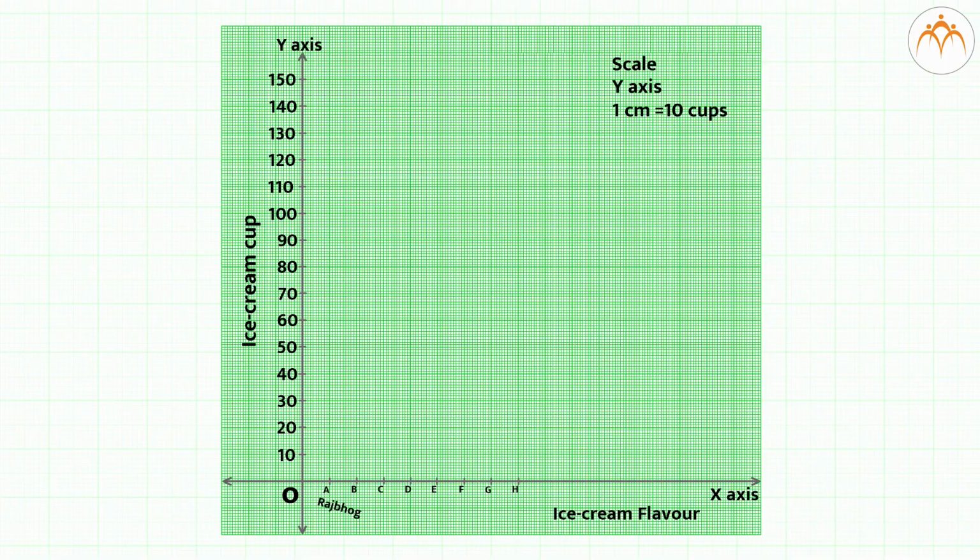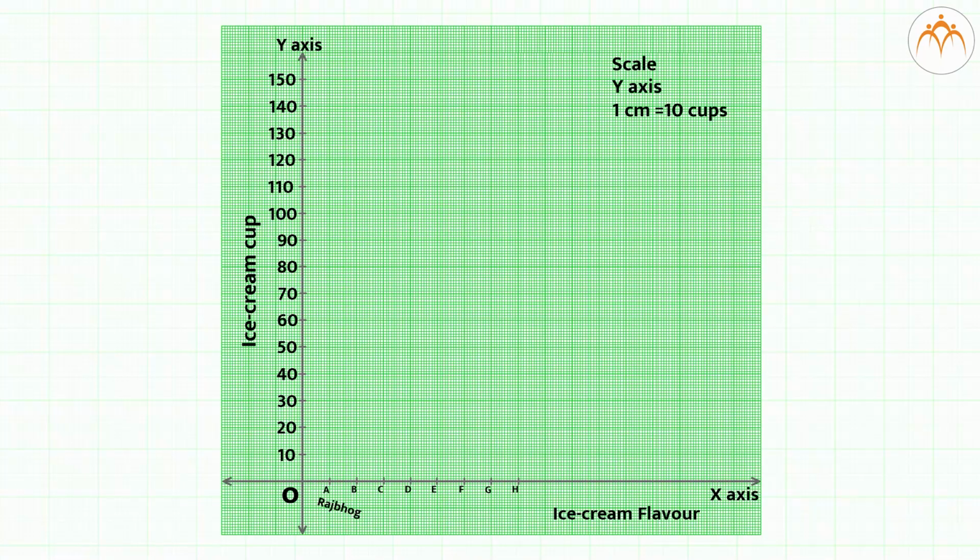Rajbhog? So Rajbhog ice cream and 50 cups, right? Let's plot it now. Use the scale and draw a bar up to 50 cups on the y-axis. Can you do it, Kalki? Yes. Good. Now you tell me of mango ice cream. 150 cups. Good. So now we will draw a second bar and name it CD.